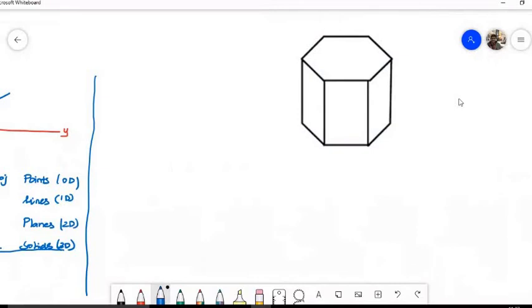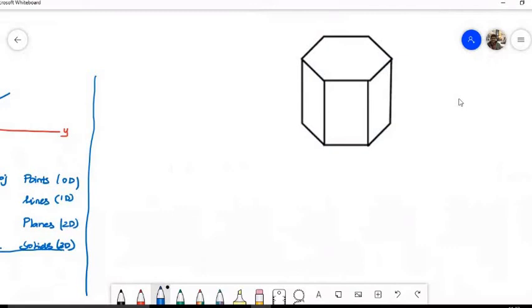Okay, and this is called pyramid, and its base shape is pentagon. It's called pentagonal prism. Am I right? Okay. So let me tell you the terms in this.